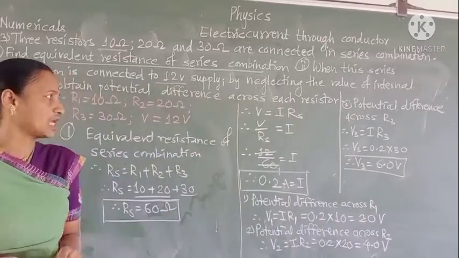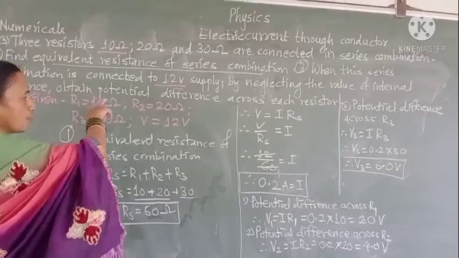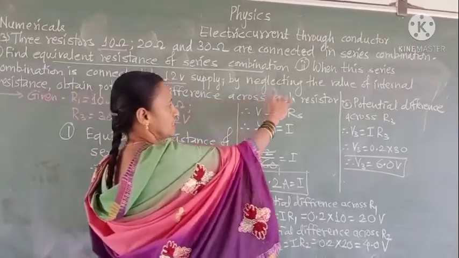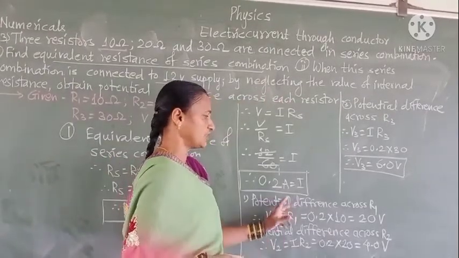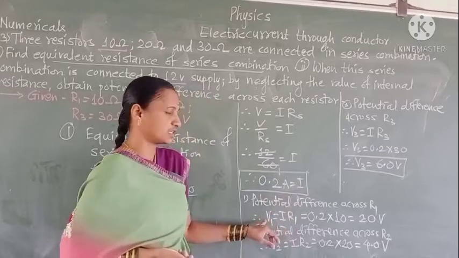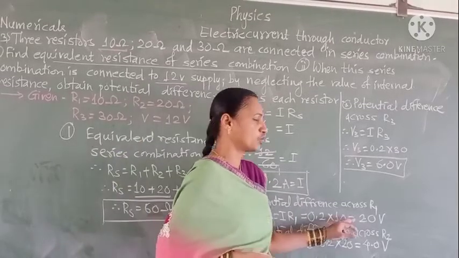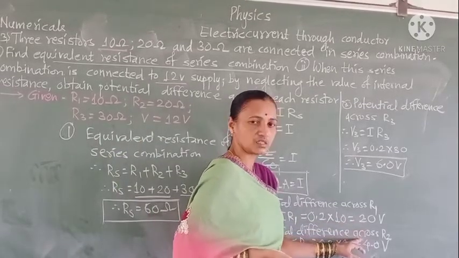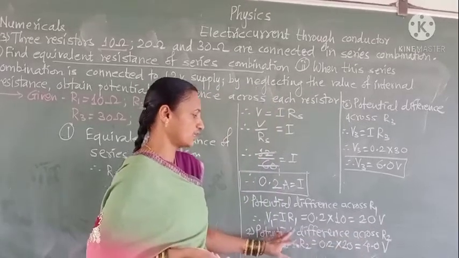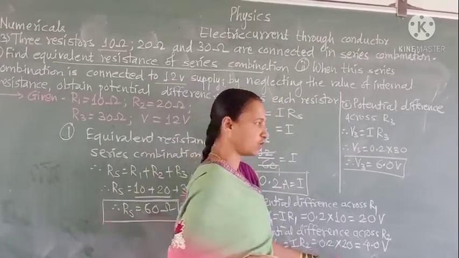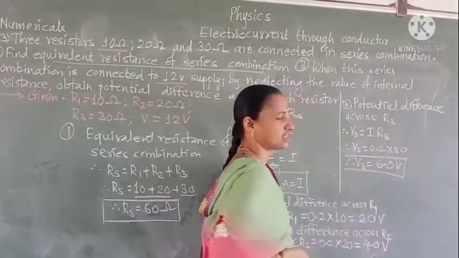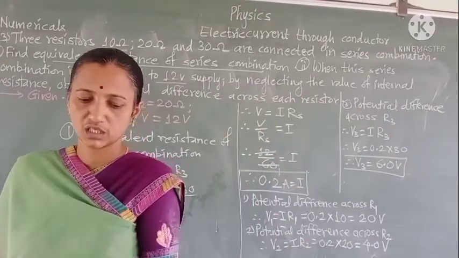Here we have to calculate the potential difference across each resistance. For the resistance R1, the voltage V1 is equal to 2 volt. For R2, the potential difference is equal to 4 volt, and for R3 we get the value 6 volt.